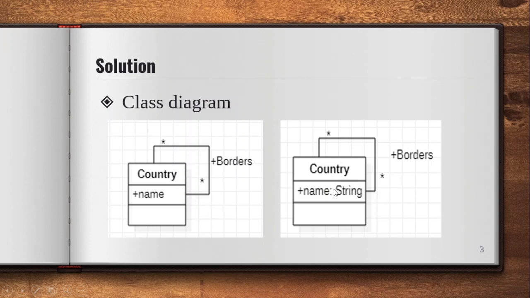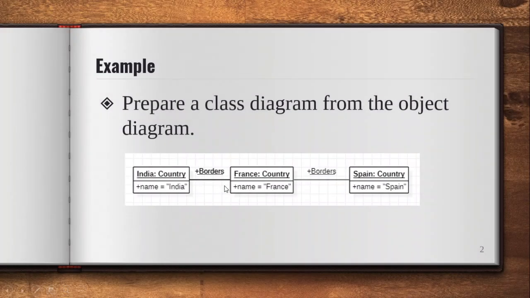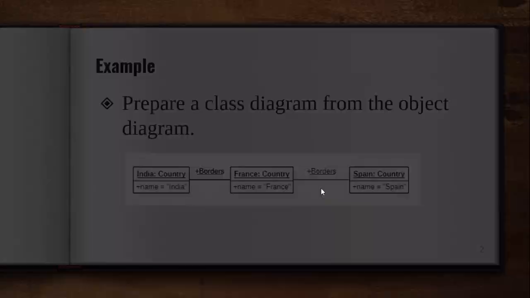Again, here you can see the only difference is that we used the attribute data type here. So name is of the string data type. These two are the valid solutions for this object diagram. Likewise you can draw the class diagram from the object diagram.